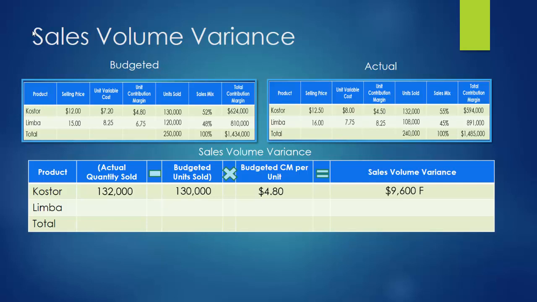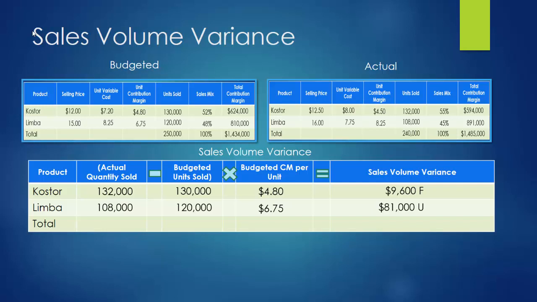We actually sold 108,000 units of our Limba fruit drink. We budgeted to sell 120,000 units. And if we take that difference and multiply it by our budgeted contribution margin per unit, which was $6.75, we get a variance of $81,000, and this is massively unfavorable. Why? Because we sold 12,000 fewer cartons than we budgeted for at the beginning. So a lot of our missing contribution margin can be attributed to the fact that we didn't sell nearly as many Limba units as we planned on.